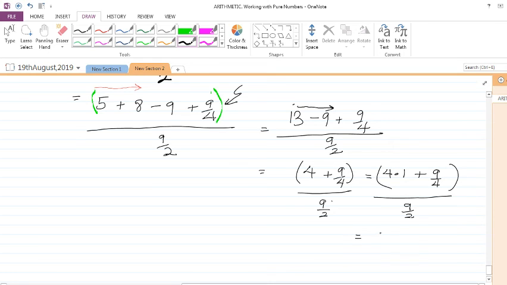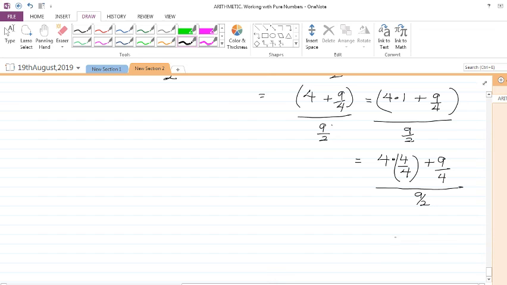1 is 4 and 4, so that's actually 4 into 4 and 4. That's the 1. Plus 9 and 4, all over 9 and 2. So 4 4s are 16, so I get 16 over 4, plus 9 over 4. And that's what we actually have there. Now because you have a common denominator, we can add the 16 and 9 to get 25 over 4. And this is the vinculum here, all over 9 and 2.